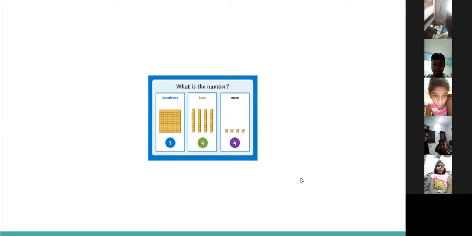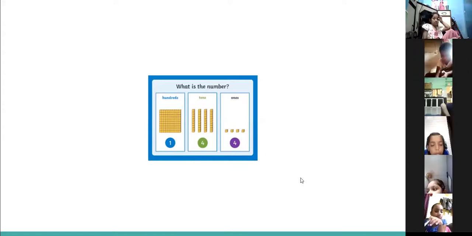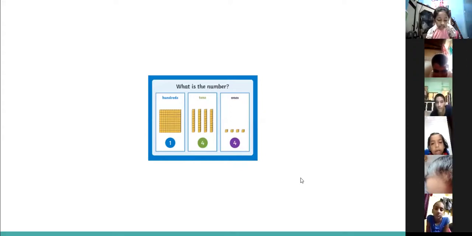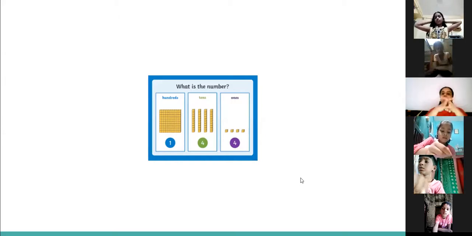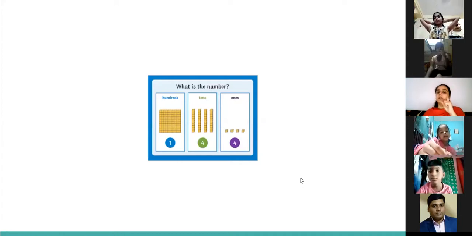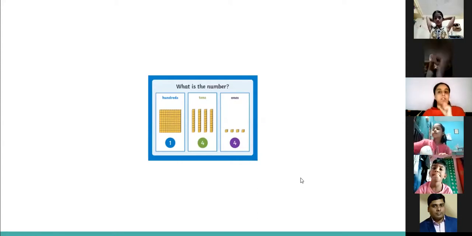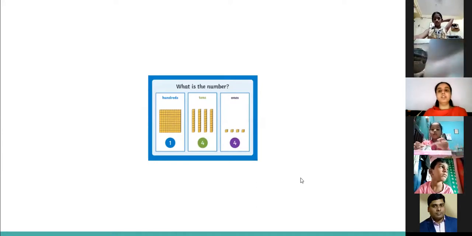You can also connect it with when we do grouping. When we do grouping, that time we form bundles. We always form bundles for the numbers. We have 10 sticks and we pile them up together and we tie them. That becomes our one bundle. And one bundle has 10 sticks. So remember it in that way and look at the picture carefully.